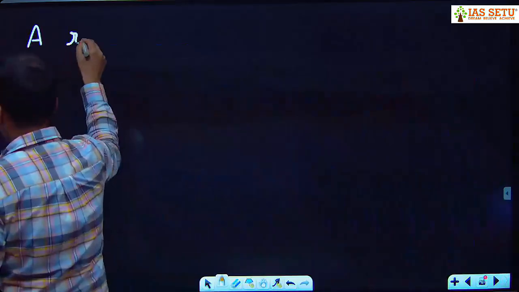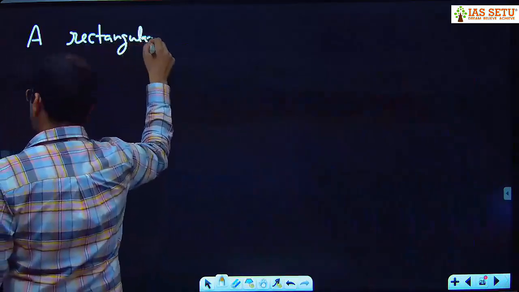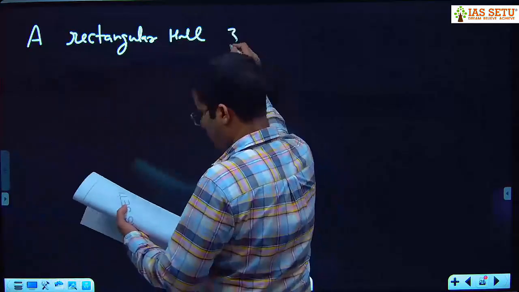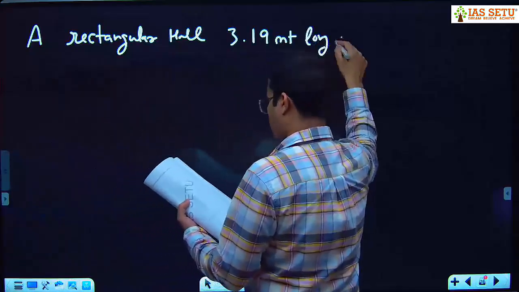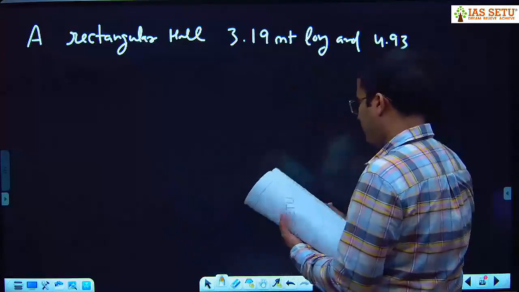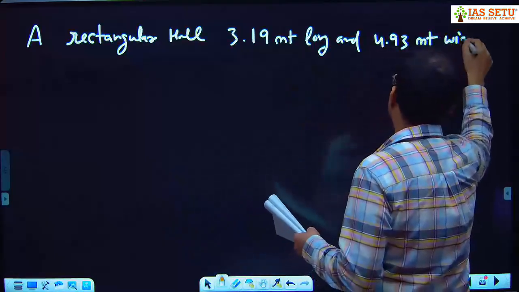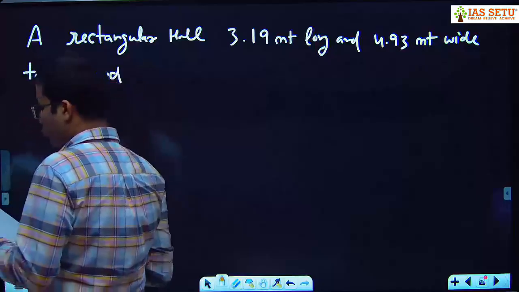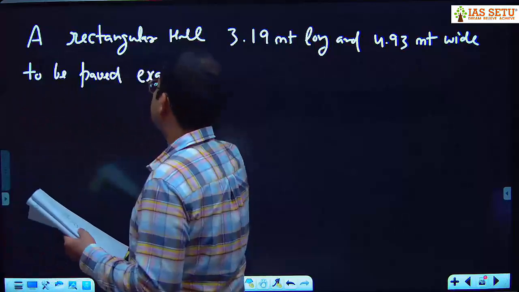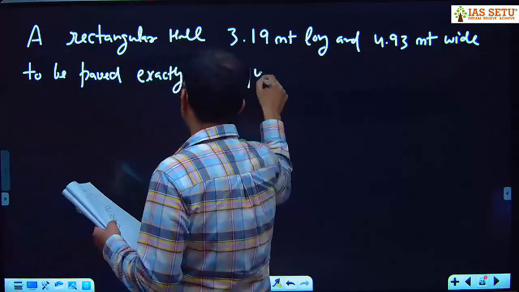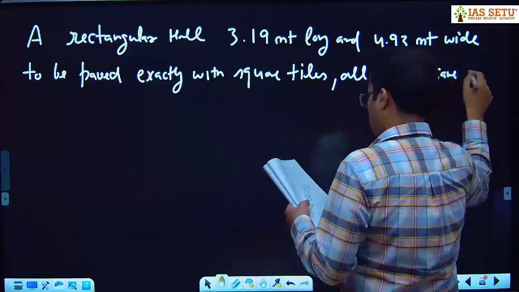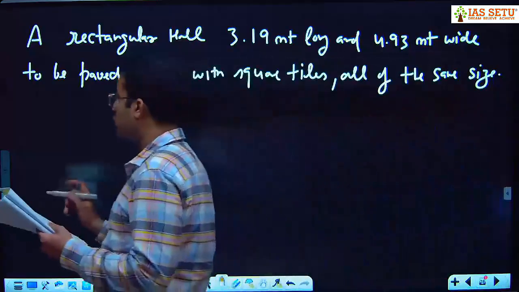I write here. A rectangular hole 3.19 meter long and 4.93 meter wide, to be paved exactly with square tiles, all of the same size. There are two questions.